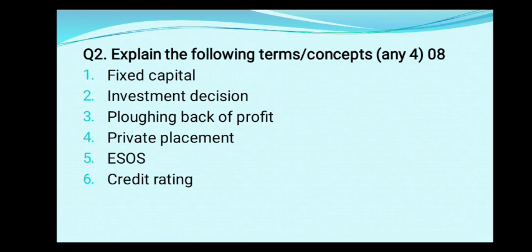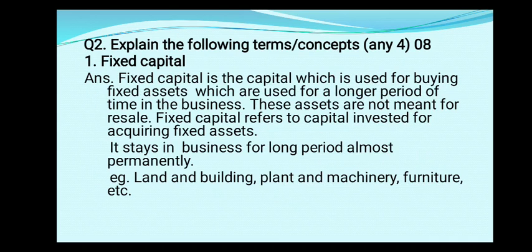You have to write any 4 out of 6. For your understanding, I am explaining all the 6. First, fixed capital. Fixed capital is the capital which is used for buying fixed assets. These assets are not for resale. What is an example of fixed capital? Land and building, plant and machinery, furniture, etc.